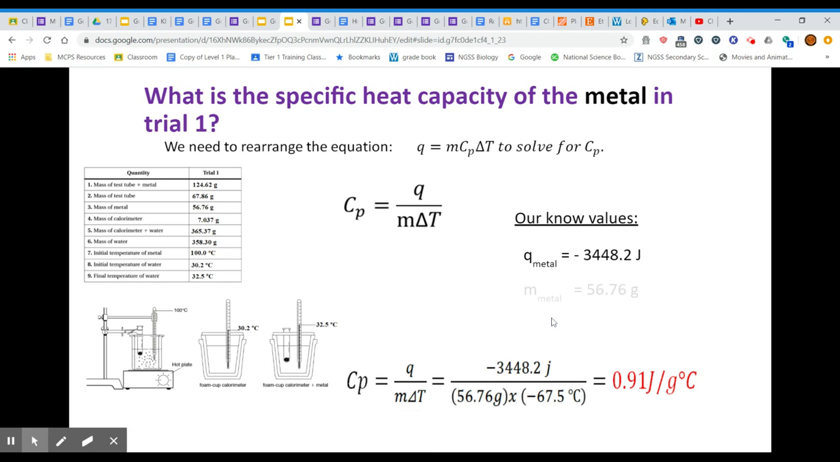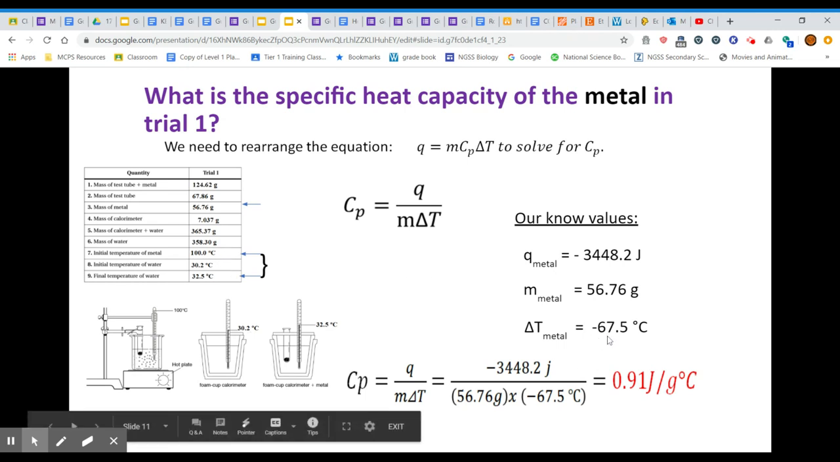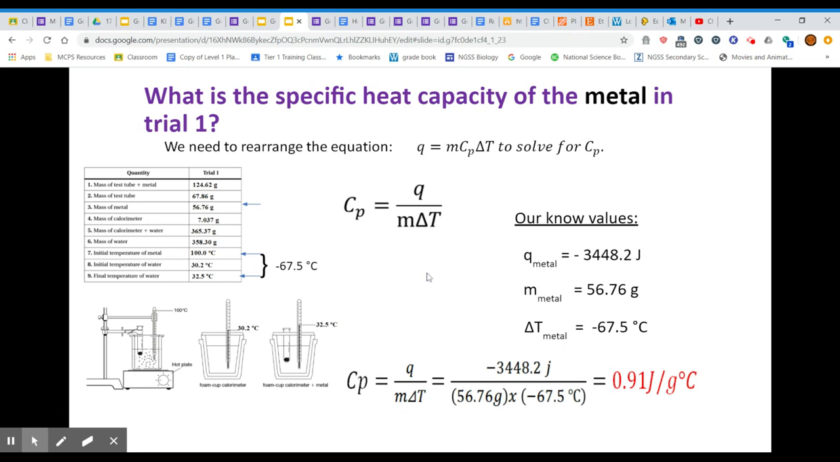So Q for the metal we know, m for the metal we know, delta T for the metal we know. We plug in, we solve, and we get the value for Cp for the metal. I'm re-teaching this. So this is what we subtracted, and that's how we got 67.5. Remember always the delta T is Tf minus Ti, and the Tf was here lower than the Ti.